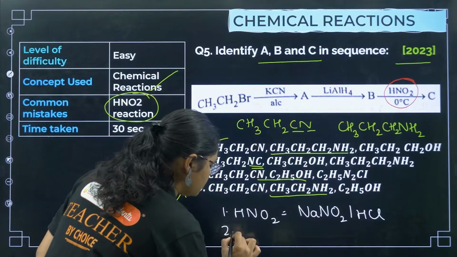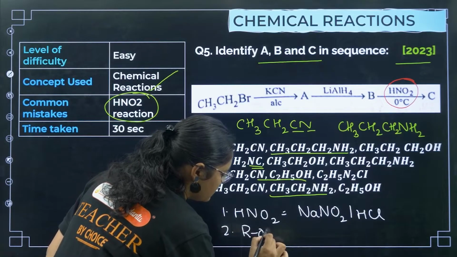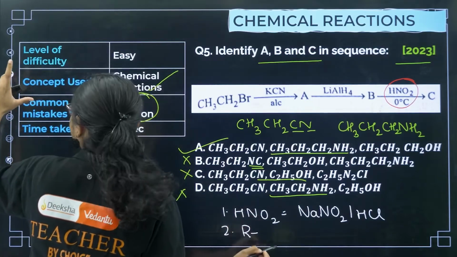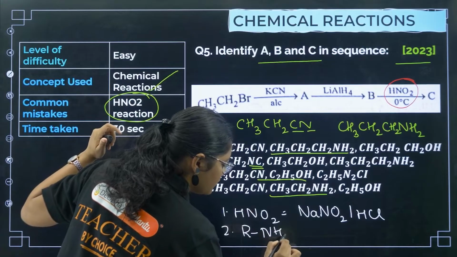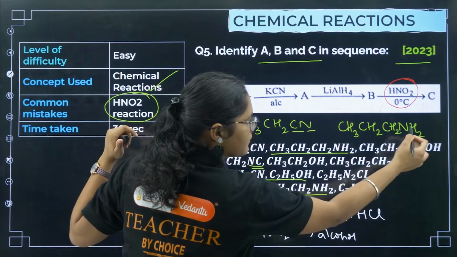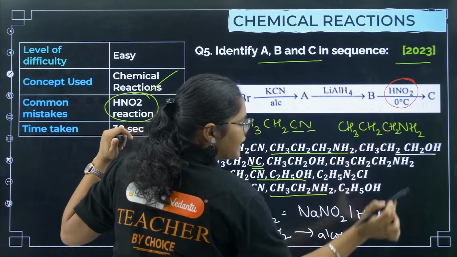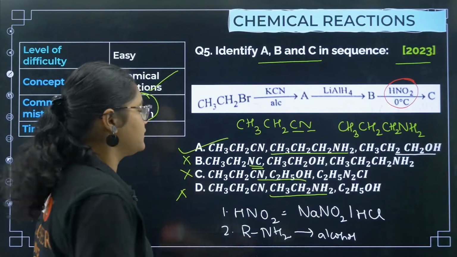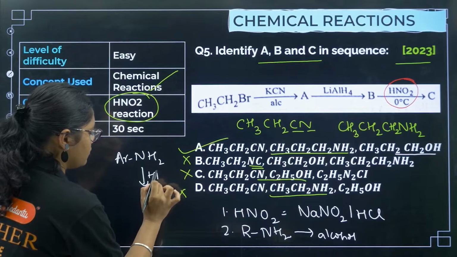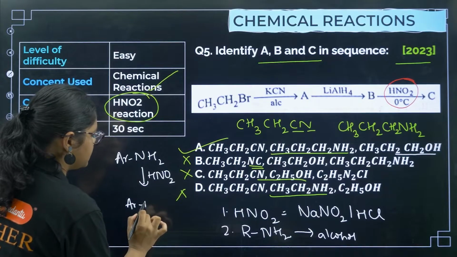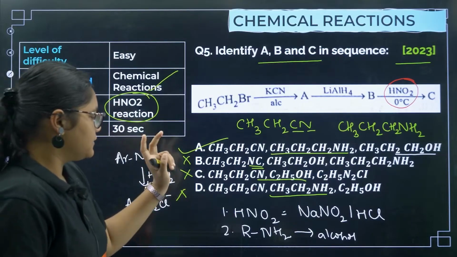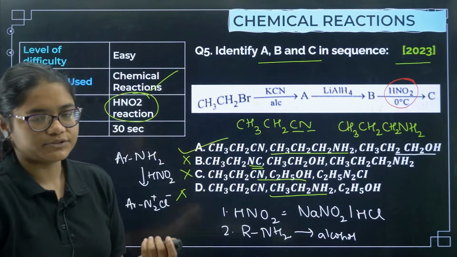Now the second point that you need to remember is, if you have aliphatic amines, then it will give you alcohols. Like we have here aliphatic amines, so with NH2 it gave us the alcohol group. But if it is aromatic, if I have aromatic NH2, meaning your aniline, then if you treat it with HNO2, we will get benzene diazonium chloride. This will be the product. So that is why you should know that, and the correct answer will be option number A.